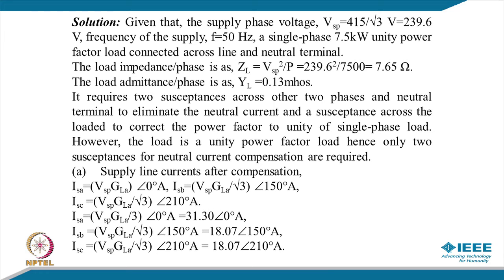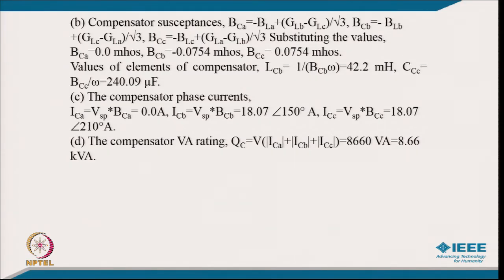So, putting in the values, we get the current in A phase as 31.30, that is the load current, and for B phase 18.067 at an angle of 150 degree, and C phase 18.067 at 210 degree. The compensator susceptances we can find out from the relation which we derived earlier. BCA is 0, because we do not need it, it is already a resistive load, and BCB is minus 0.754 mho, and BCC is 0.075 mho.